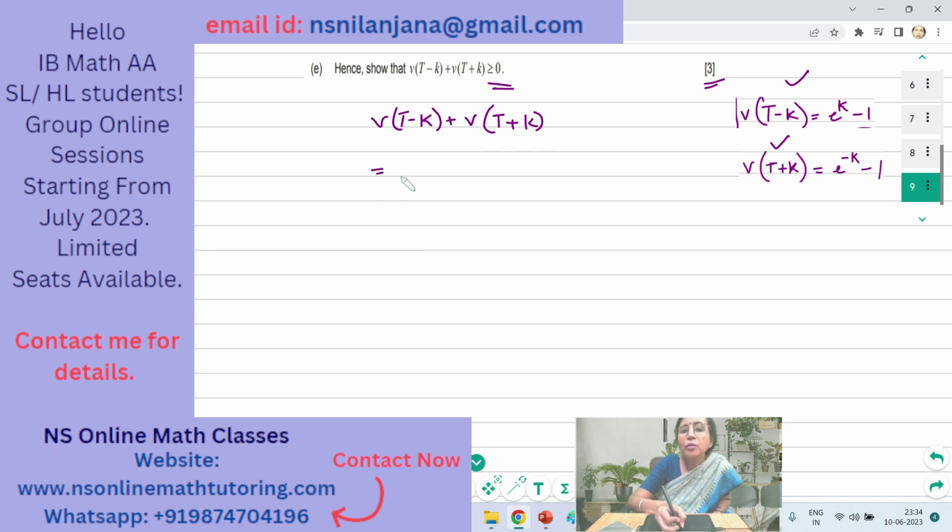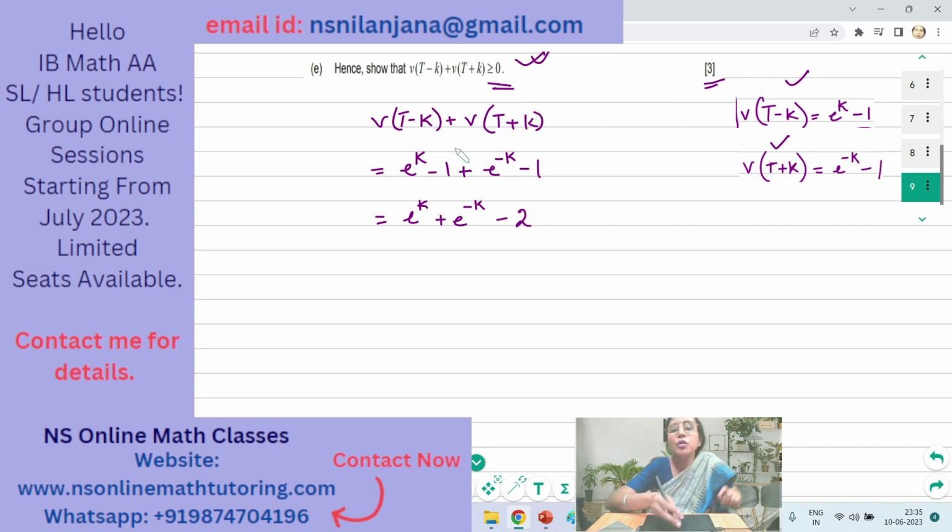This is equal to e to the power of k minus 1 plus e to the power of minus k minus 1. So this is e to the power of k plus e to the power of negative k minus 2. And this should be shown to be greater than or equal to 0.